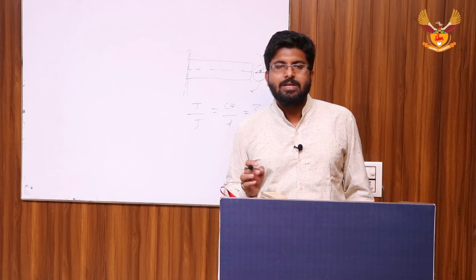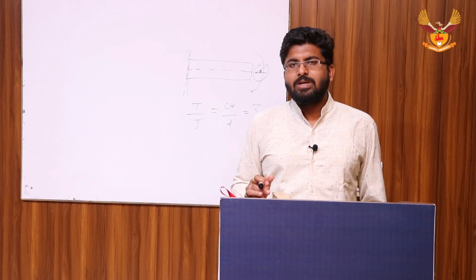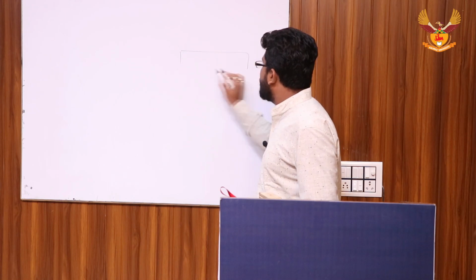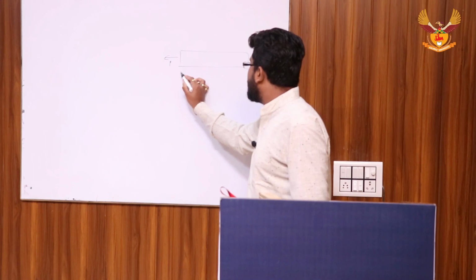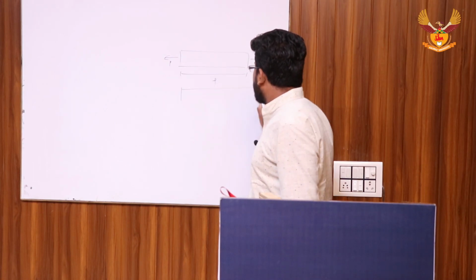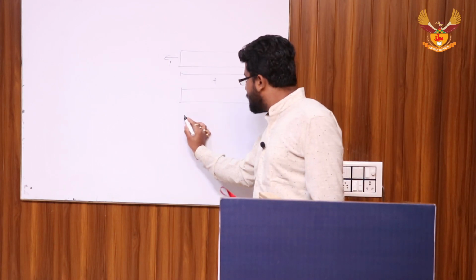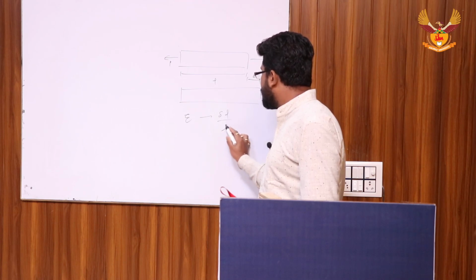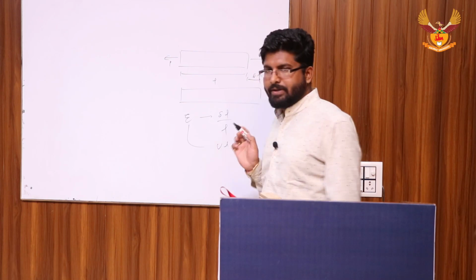Then we study about strain. Strain means the deformation produced by stress is known as strain. Suppose we take an example. This is a bar. We apply a force P, tensile force, and L is the length of the bar. Due to this force, the length will increase. Strain is denoted by epsilon equal to change in length upon original length, and this is a unitless quantity.